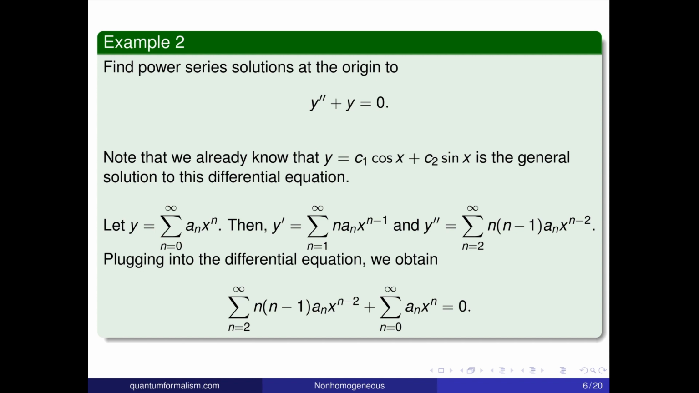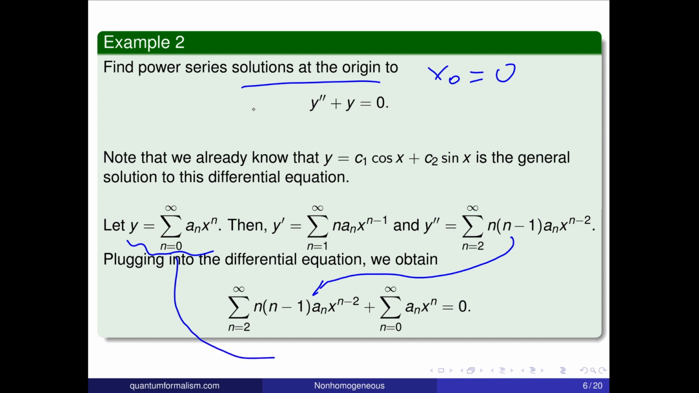All right, so we start off assuming that y is a power series, and we're doing power series solutions at the origin. So that means x0 is equal to 0. So in those power series expansions, we'll just start with y is the sum of a_n x to the n. All right, and then we have term-by-term differentiation. So y prime will be the sum of n a_n x to the n minus 1, and y double prime will be the sum of n times n minus 1 a_n x to the n minus 2. All right, so we plug this one in for y double prime, and we plug this one in for y.